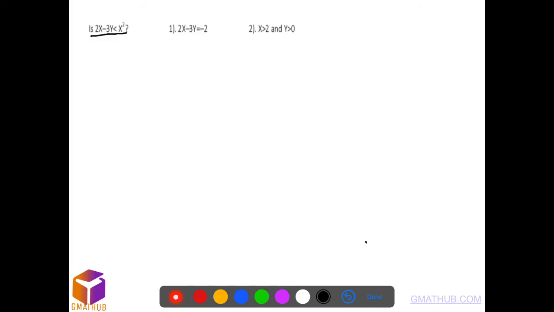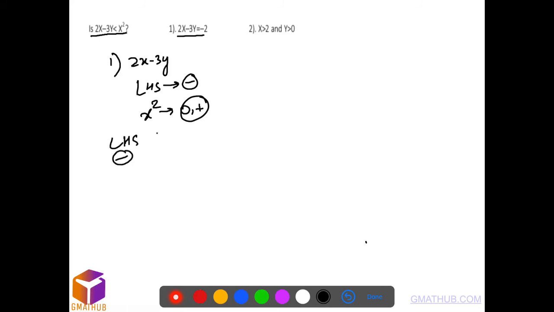This is sufficient. We know out of M and N which one is bigger and which one is smaller. Is 2x minus 3y less than x square? First statement says 2x minus 3y, I mean, the left hand side is a negative number. Now x square will be either 0 or positive, it can't be negative. So the left hand side, which is negative, is always smaller than square of something. Definitely sufficient.